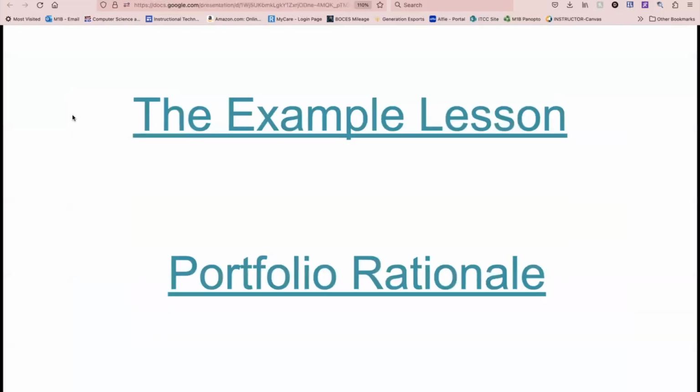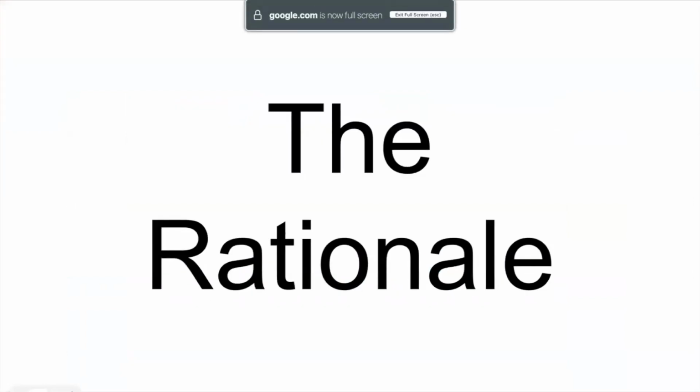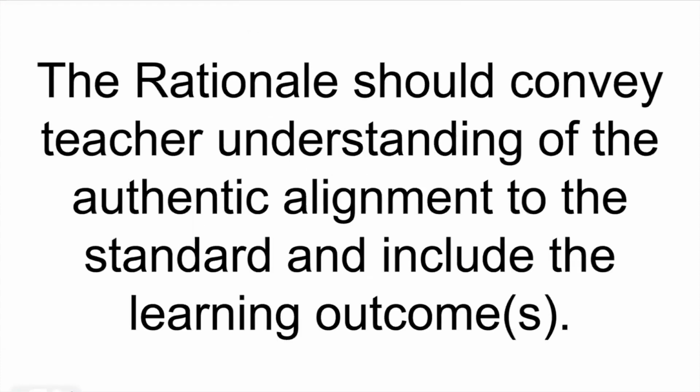All right, so you saw the lesson, you saw the standards that we're using. We're going to talk a little bit about the rationale, which is something that we did not really go into any detail over this summer. The purpose of the rationale is that it should convey teacher understanding of the authentic alignment to the standard and include learning outcomes. And the template that we're going to be using will help you do that very quickly and easily.